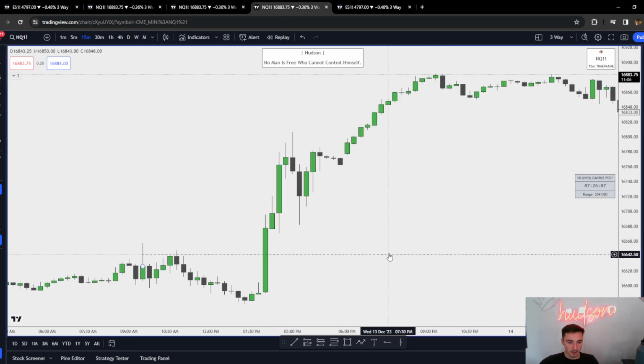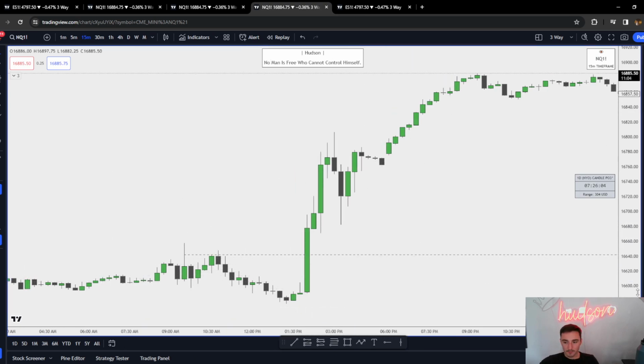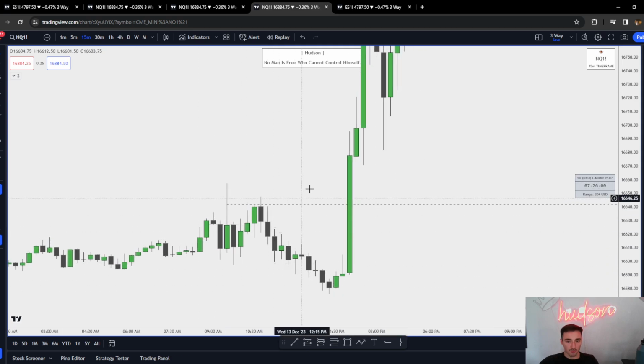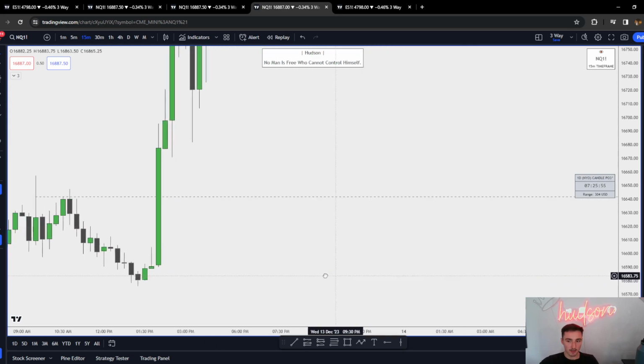Where is this example? Because I don't, oh, right here. So you see that we have this big 15-minute wick right here. We run it with an imbalance. This candle doesn't test it. This candle doesn't test it.